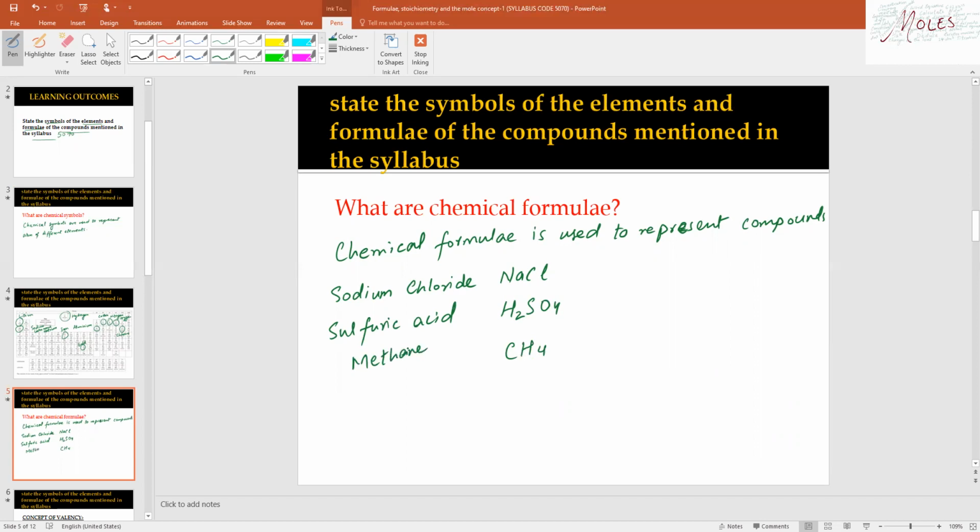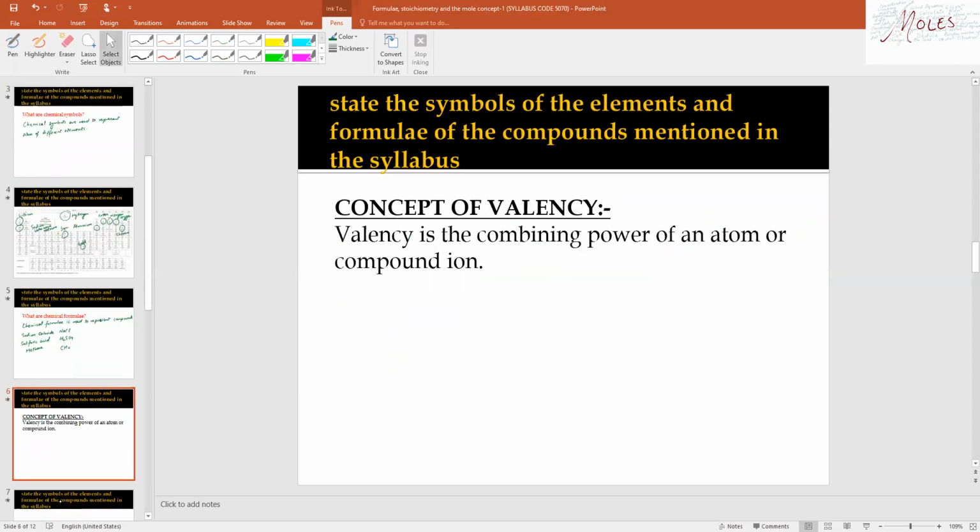Now let's talk about valency. Valency is the combining power of an atom or compound ion. For ionic compounds, valency is equal to the charge on the ion. Sodium chloride will be Na+ Cl-.